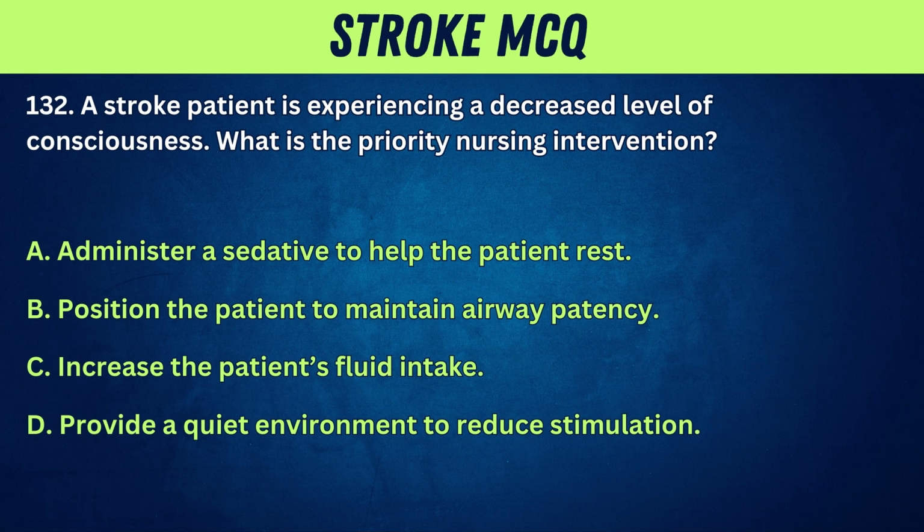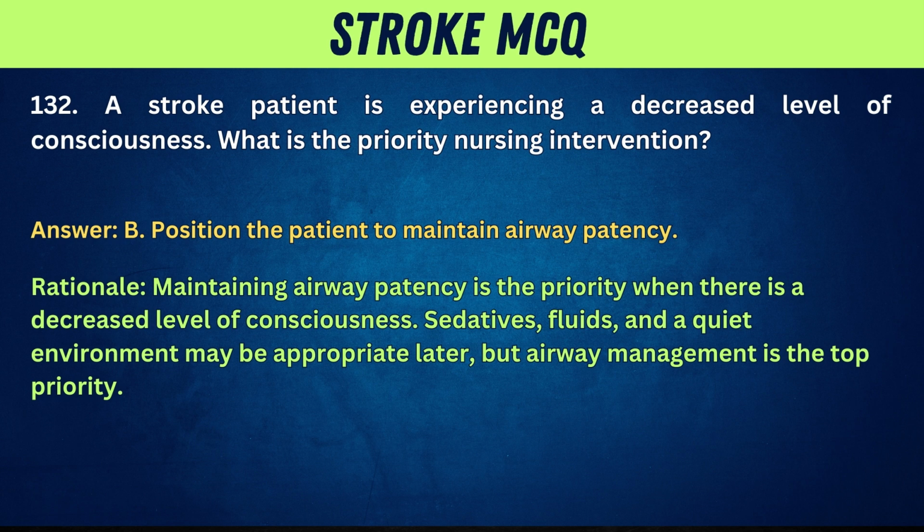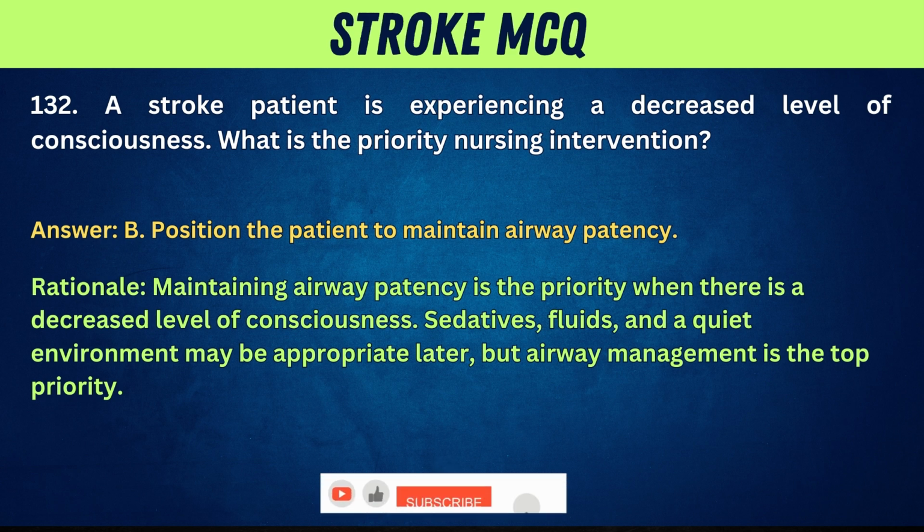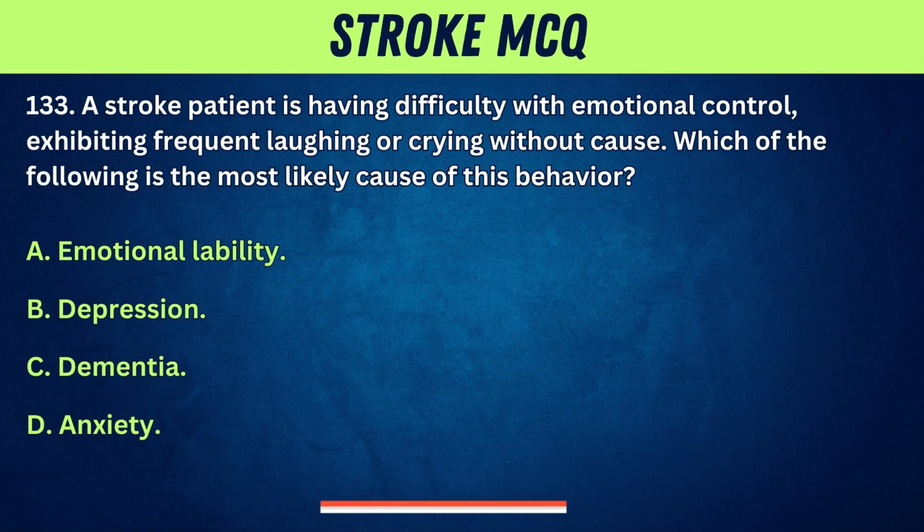132. A stroke patient is experiencing a decreased level of consciousness. What is the priority nursing intervention? A. Administer a sedative to help the patient rest. B. Position the patient to maintain airway patency. C. Increase the patient's fluid intake. D. Provide a quiet environment to reduce stimulation. Answer: B. Position the patient to maintain airway patency. Rationale: Maintaining airway patency is the priority when there is a decreased level of consciousness. Sedatives, fluids, and a quiet environment may be appropriate later, but airway management is the top priority.